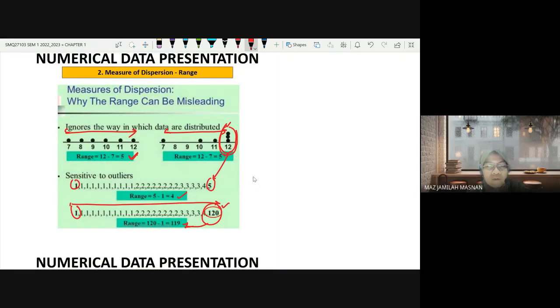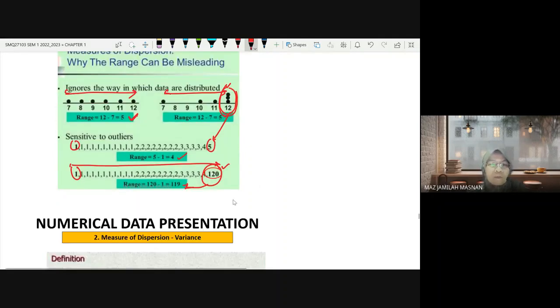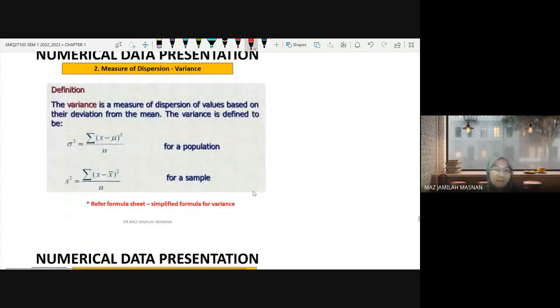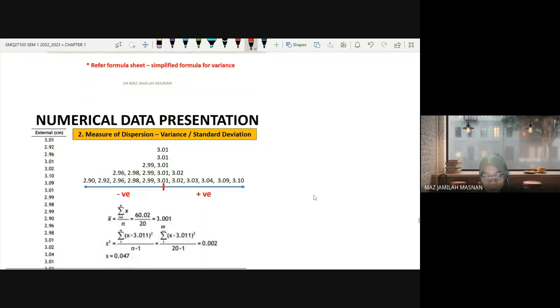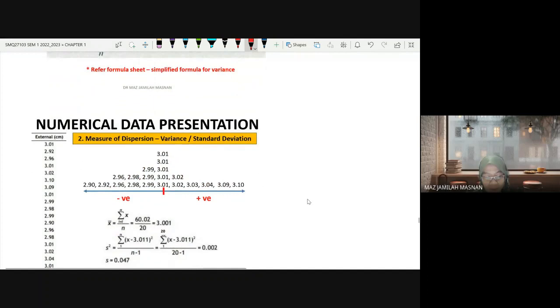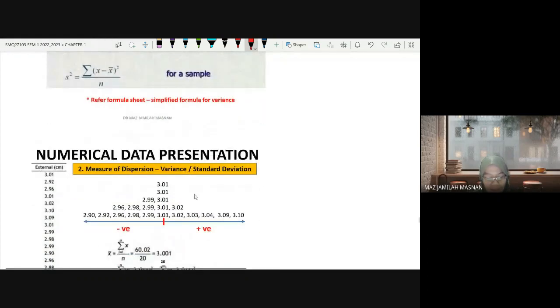How does range tell you about the dispersion? What about the variance? The variance is a measure of dispersion of values based on their deviation from the mean, and it is defined as this. Now, let me use this particular example, the external ring here.